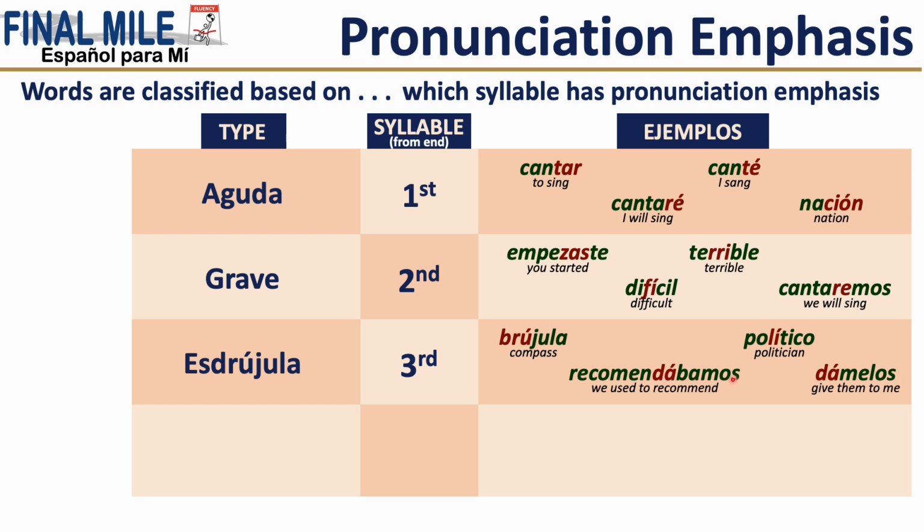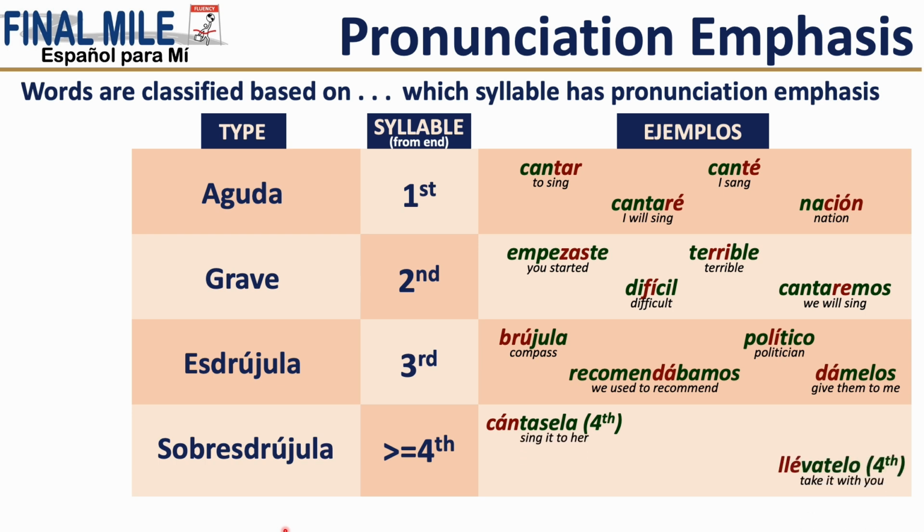Recomendábamos. Did you hear the pronunciation emphasis there? Una vez más, one more time. Recomendábamos. And then the last category is going to include all the words that have pronunciation emphasis in the 4th or the 5th or the 6th syllable, however, whatever it is, anything after 4.